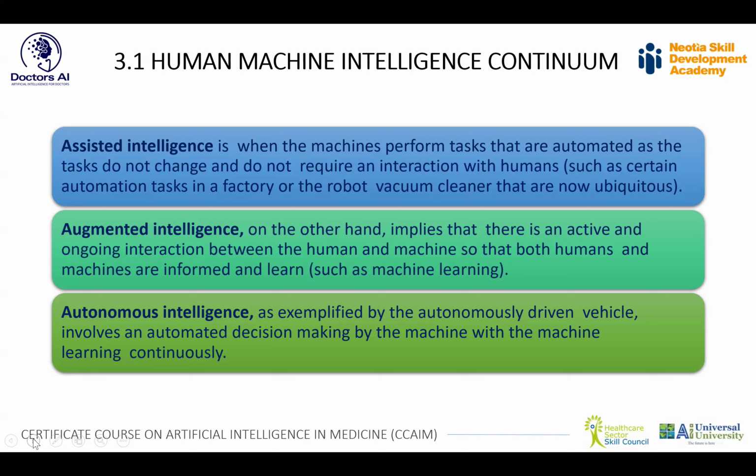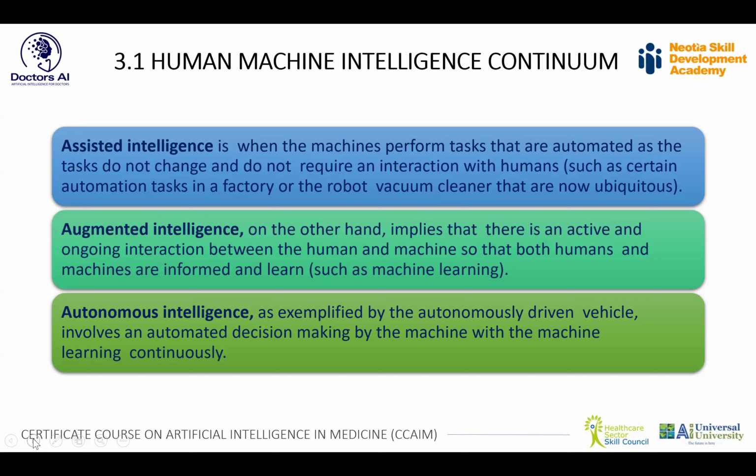Augmented intelligence is where there is an active, ongoing interaction between the human and the machine. Both are informed and learn from each other. That is what machine learning is. Augmented intelligence is another terminology often used for artificial intelligence, which we most commonly use in our ecosystem. Lastly, autonomous intelligence is, for example, an autonomously driving vehicle, which involves automated decision making by the machine, with the machine learning continuously.